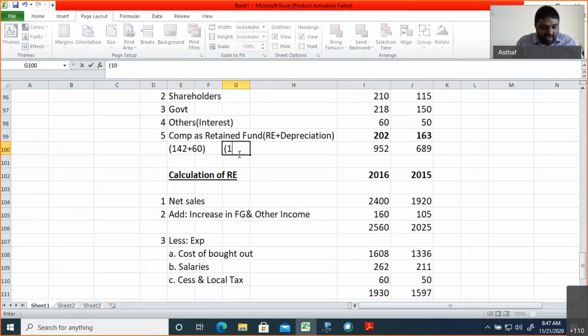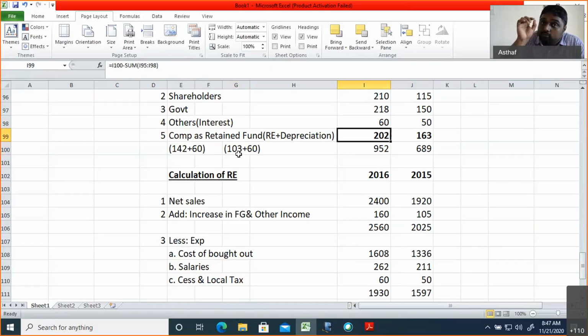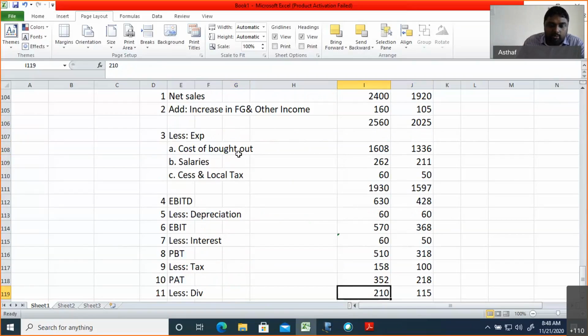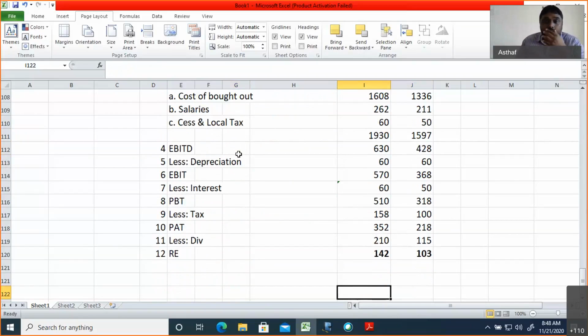I think we made a small typing error in the second one, but everywhere we have adjusted so that it will not be an issue. So you will have 103 plus 60. What is the number? We get 163.